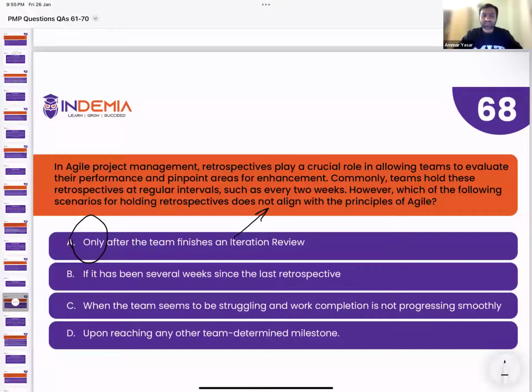So option A is correct because you need to find out something that is not aligned with Agile principles. Option A is prescriptive in nature, which is not aligned with Agile. So that is the correct option. All right, next question.